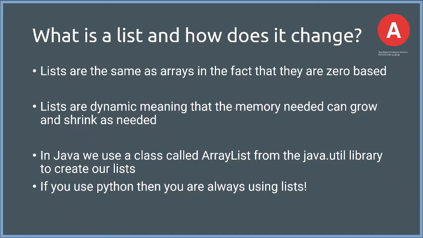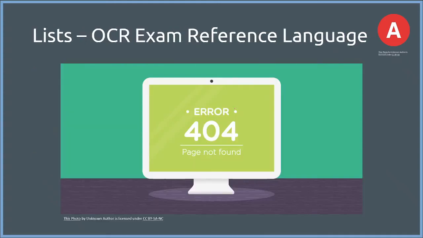If you use Python, or you've come from the Python programming language, then actually you've already used lists before, because Python doesn't actually have arrays, they're all lists. So it's going to be very, very similar to what you've come across before. Now, there is actually no CR exam reference language for this. That's because their language for arrays is very, very similar and shows the exact same. So we're going to jump straight in with the code.